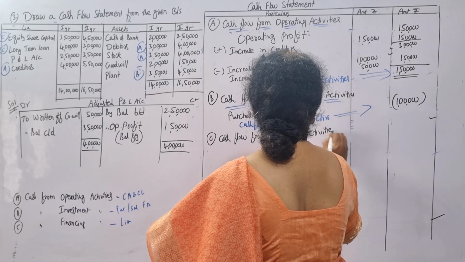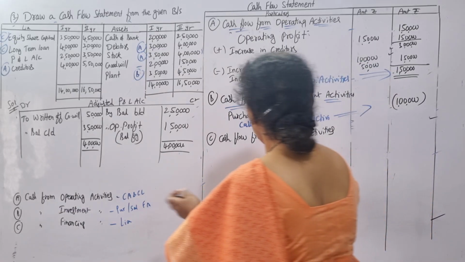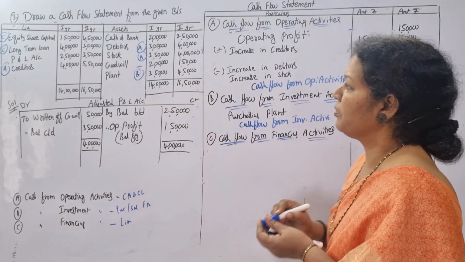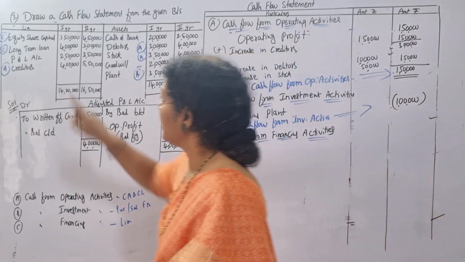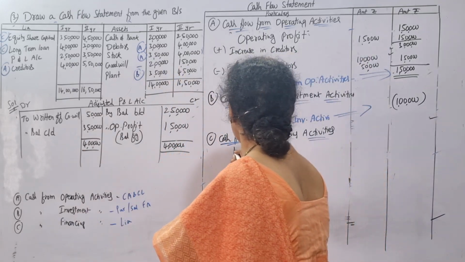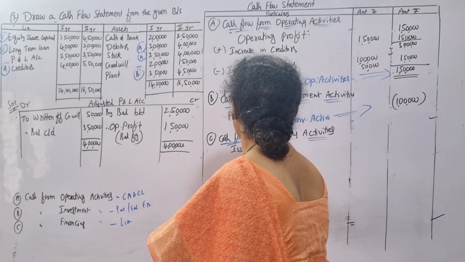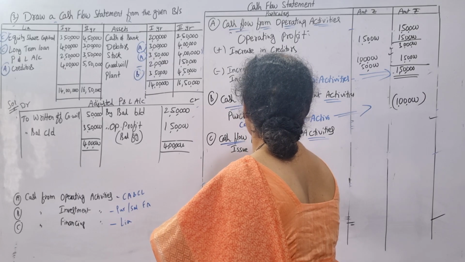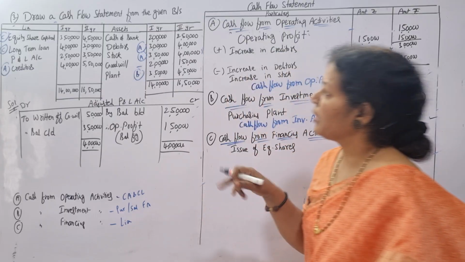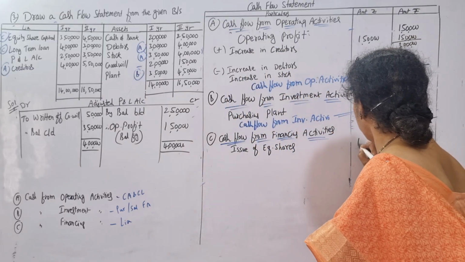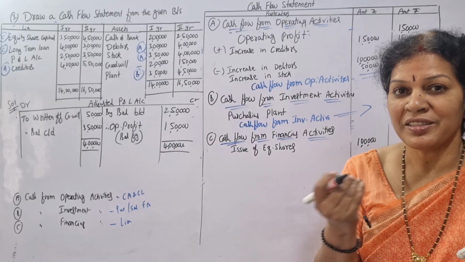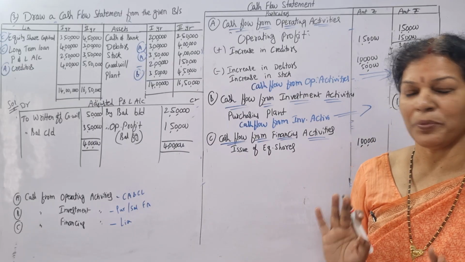Now let us see what items we have under cash flow from financing activities. Let's focus on the liability side. Equity shares are increasing, meaning issue of equity shares. How much is it increasing? 3 lakh 50 to 4 lakh 50, that is 1 lakh. 1 lakh is positive because whenever we are issuing, it's cash inflow. We are getting the cash, so positive.